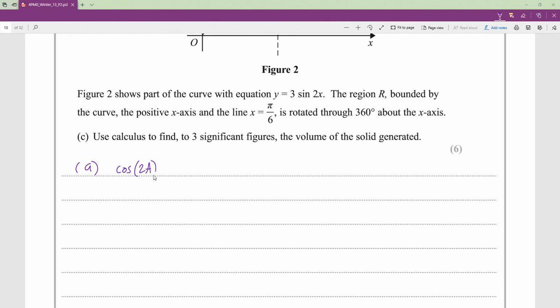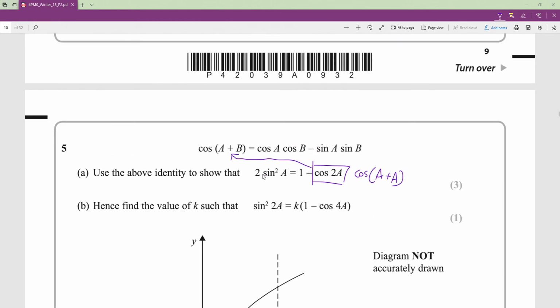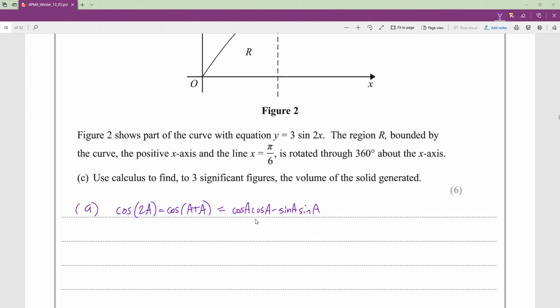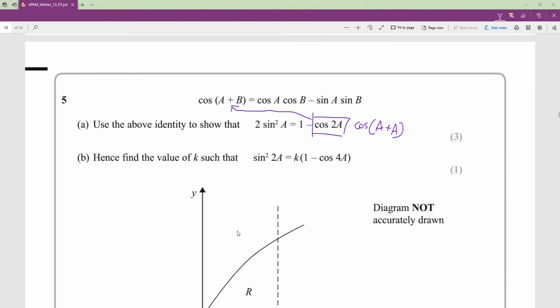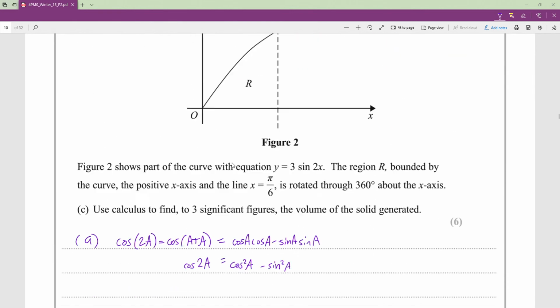Cos 2a is equal to cos of (a + a), which is cos a cos a minus sin a sin a. Well, we can simplify this. It's cos squared a minus sin squared a. But what do we do with this cos squared a? We want a 1 and some sin squared.